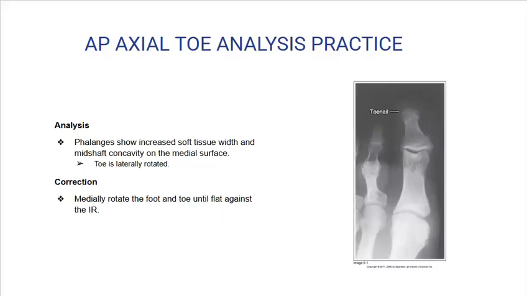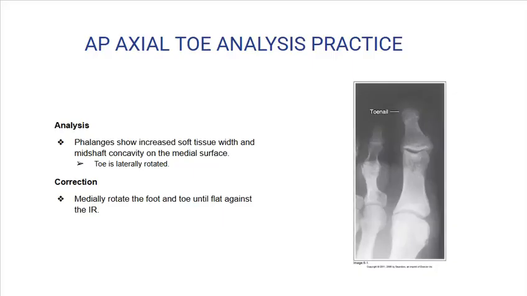Let's conduct this practice analysis together. There are two anatomic relationships you want to hone in on when evaluating an AP axial toe projection, and that is the midshaft concavity and the soft tissue width. You also want to check for open joint spaces to determine whether your central ray is angulated appropriately. In this case, when looking at the midshaft concavity and soft tissue width, they are not equal.